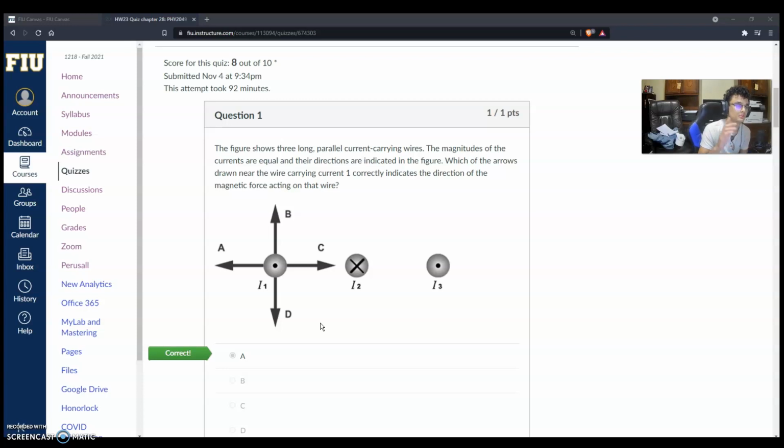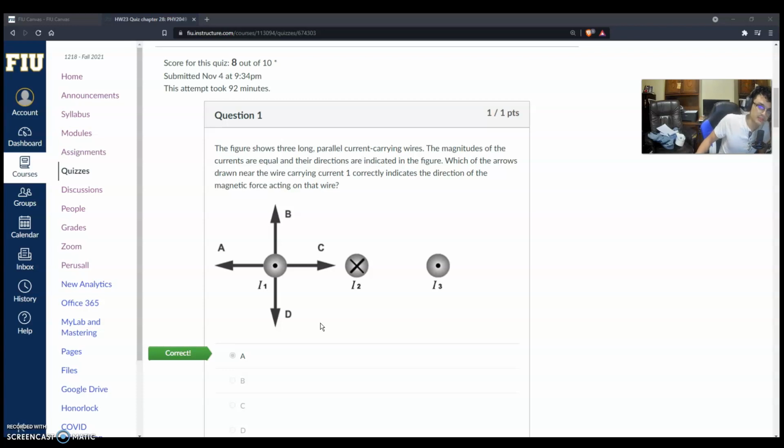Today we're going to start with number 1. The question goes as follows. The figure shows 3 long parallel current carrying wires. The magnitudes of the currents are equal and the directions are indicated in the figures with the X and the dot and whatnot. Which of the arrows drawn near the wire carrying current 1 correctly indicates the direction of the magnetic force acting on the wire?